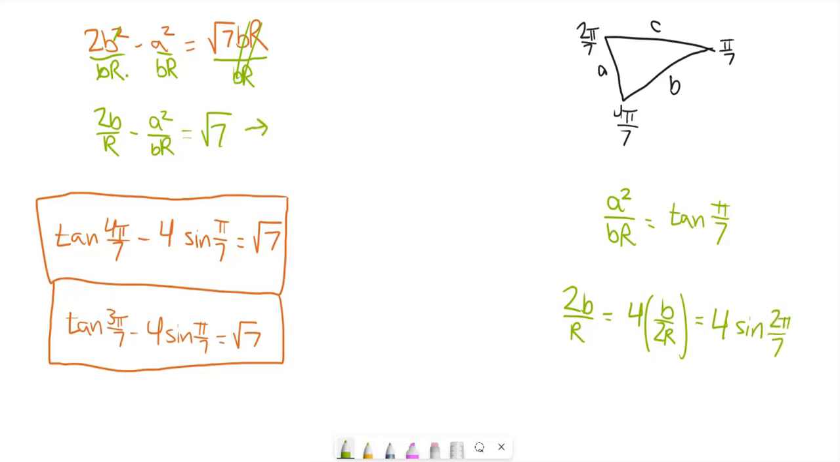So what happens is, let me actually just draw it up here so we have the space for it. We will get 4 sine 2 pi over 7 minus tangent of pi over 7 equals the square root of 7. So this is the second equation.